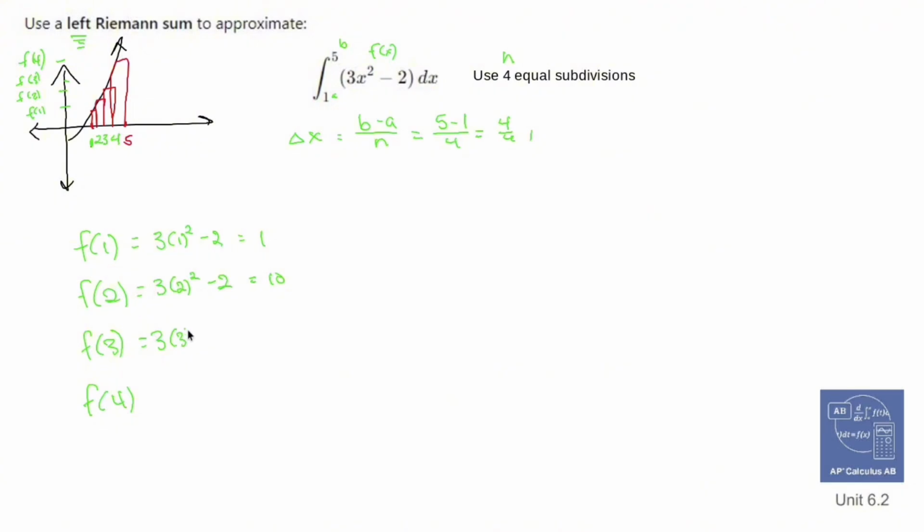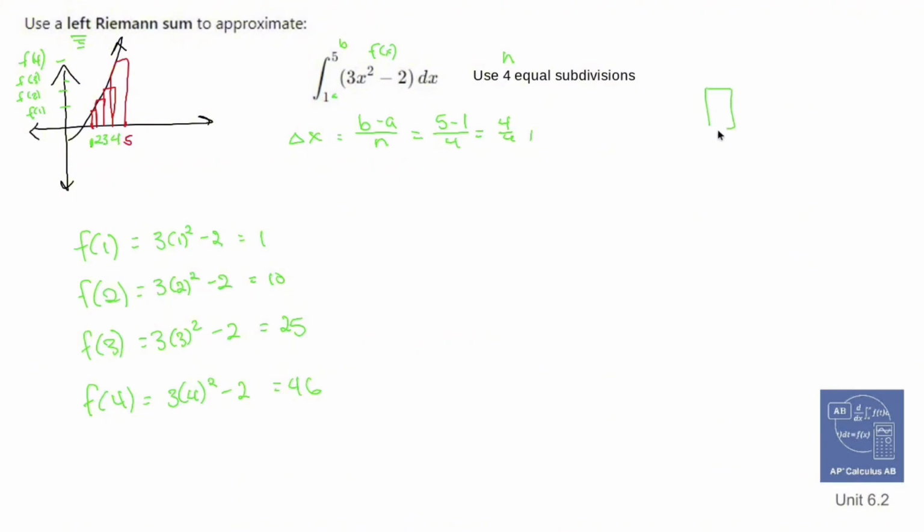f of 3 is 3 times 3 squared minus 2. 3 squared is 9, 3 times that is 27, 27 minus 2 is 25. And then 3 times 4 squared minus 2. 4 squared is 16, 3 times 16 is 48, 48 minus 2 is 46. Now, the heights of all of these respectively are: you are 1 unit tall, you are 10 units tall, you are 25 units tall, you are 46 units tall.